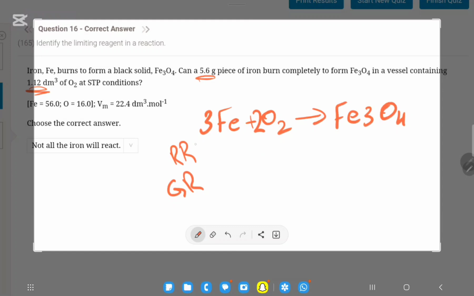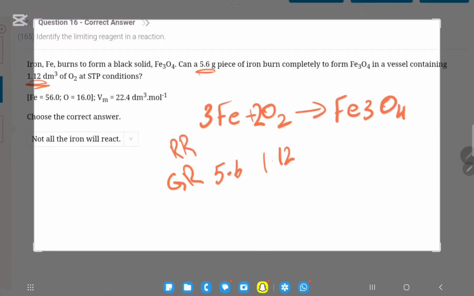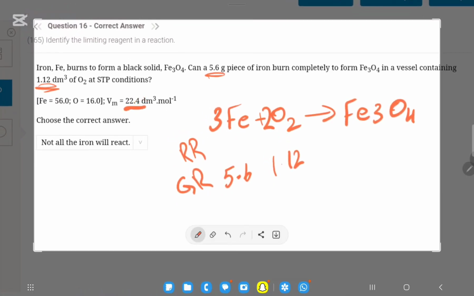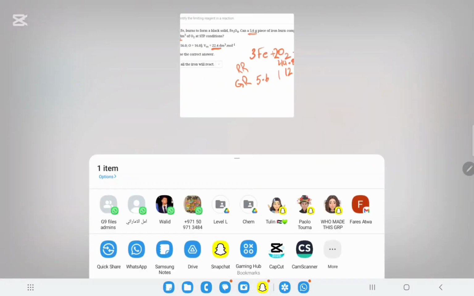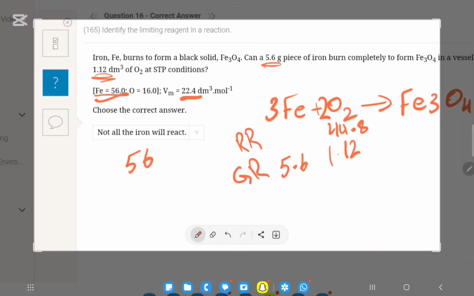RRGR: they give us 5.6 grams of iron and 1.12 decimeter cubed of O2. At STP conditions, we know that the molar volume is 22.4. We have 2 moles, 22.4 times 2 is 44.8, and for 3 Fe, we want to find the mass. The molar mass is 56 times the coefficient 3, you put it into the calculator, 56 times 3, you get 168 grams.